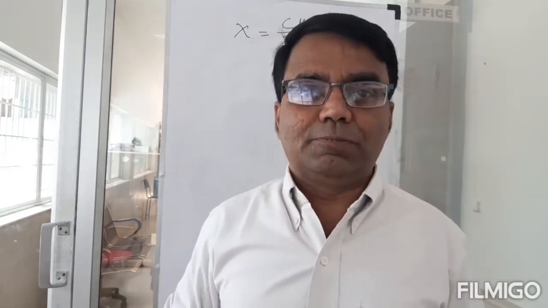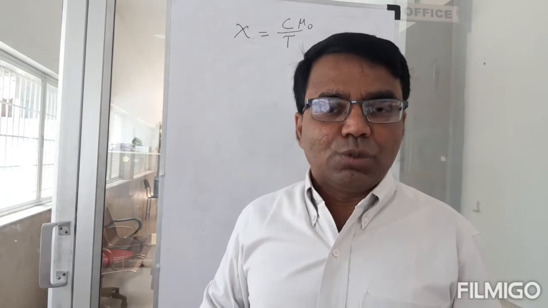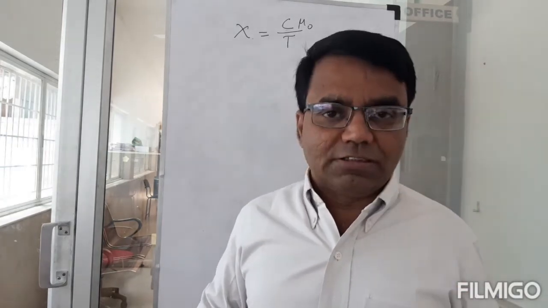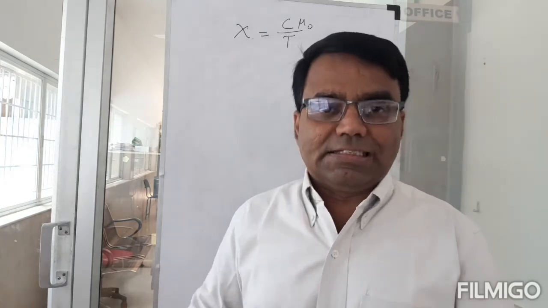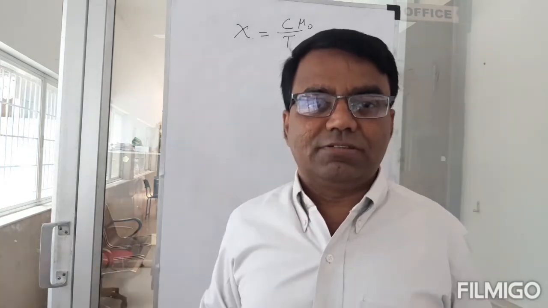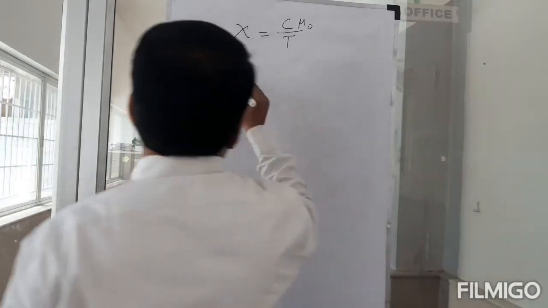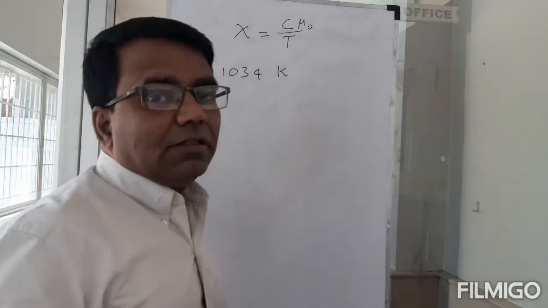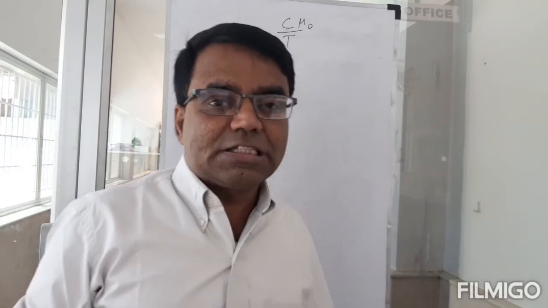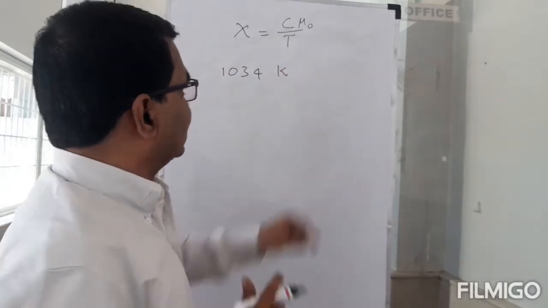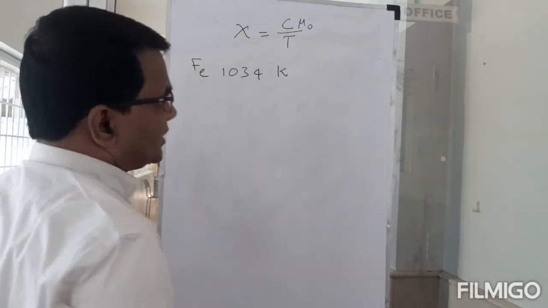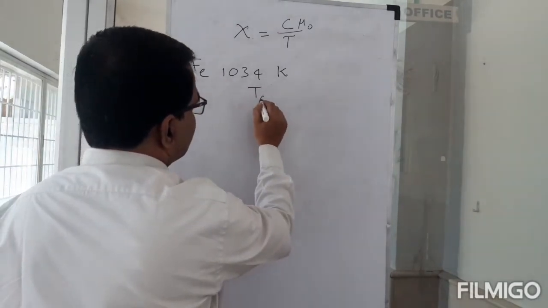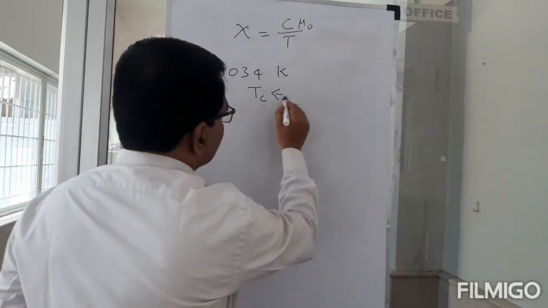So if I take iron, which is a ferromagnetic material, and if I keep heating it, if I keep increasing the temperature, then at 1034 Kelvin, iron ceases to be a ferromagnetic material and it becomes a paramagnetic material. And this temperature for iron is called the Curie temperature, Tc, the Curie temperature.